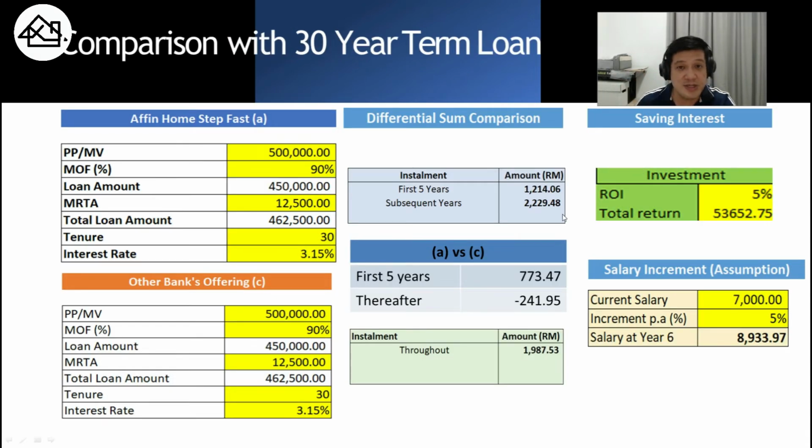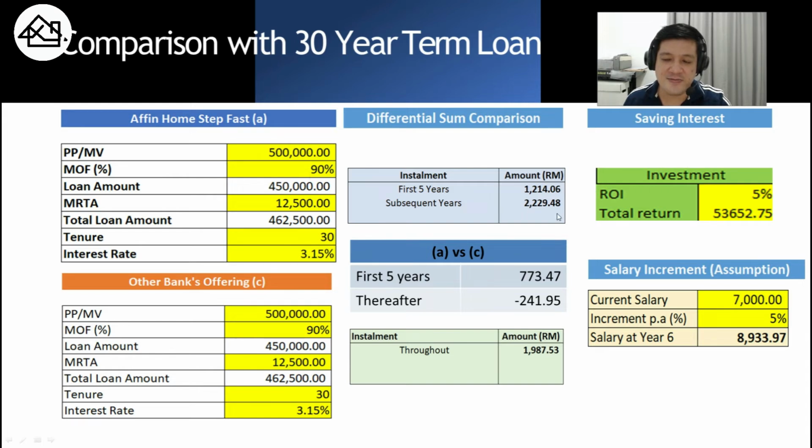This is a comparison between the interest only mortgage versus the normal product. So you can see here on this first part, A is Affin's Home Step Fast, which is 500,000. Let's just assume the purchase price is 500,000. The margin is 90%. Loan amount 450,000. MRTA assuming is 12,500. Total loan amount is 462,500. So tenure is 30 years. Interest rate is 3.15. It's the same for the other bank offering. Let's name this C. So the differential sum comparison is where you will see the magic happens. The first 5 years, remember you're paying interest only, 1,214.06. Subsequent years is 2,229.48. This is how you get this.